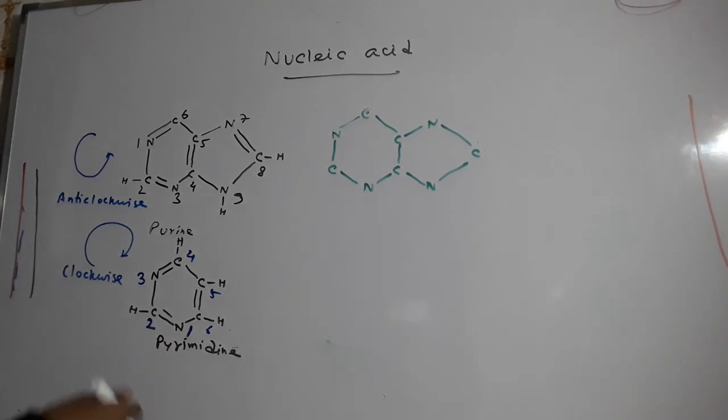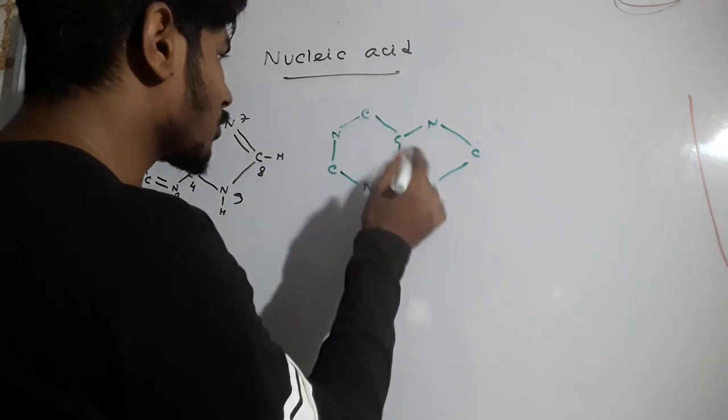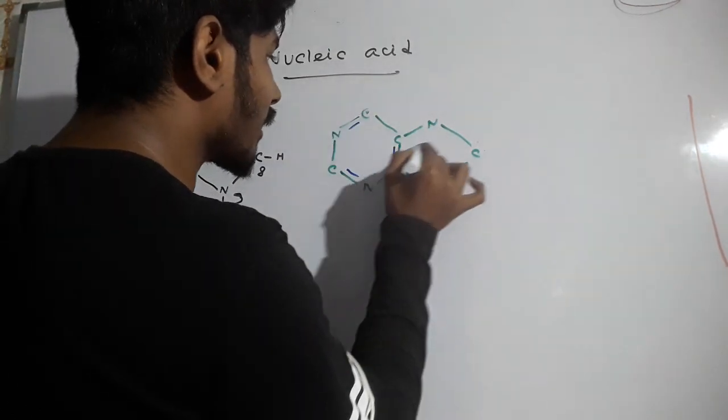Now let us name the adenine. First of all, let's draw the structure. Here a double bond, another double bond.